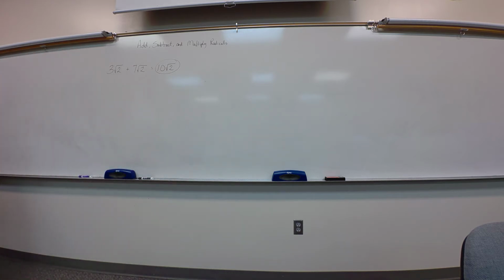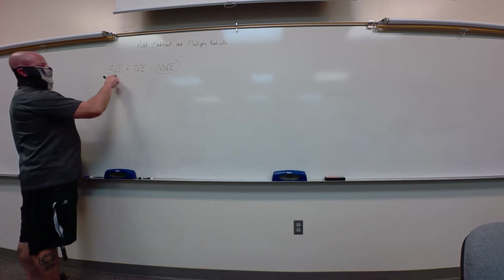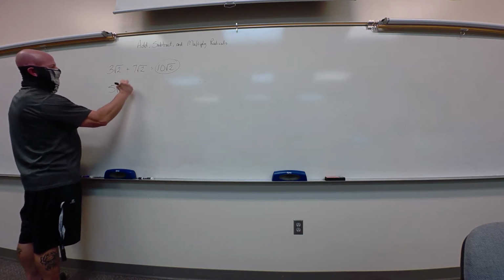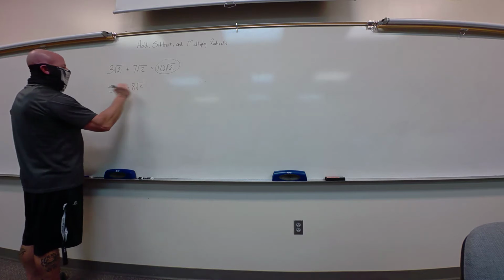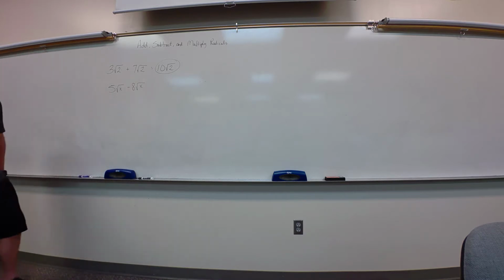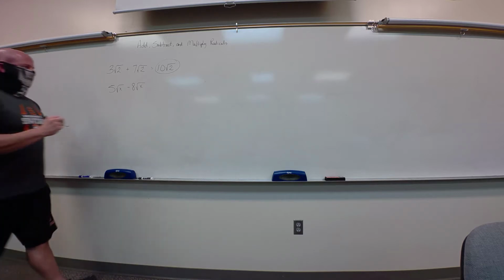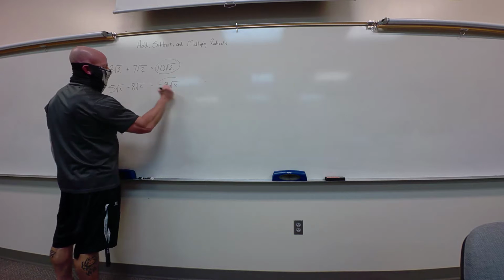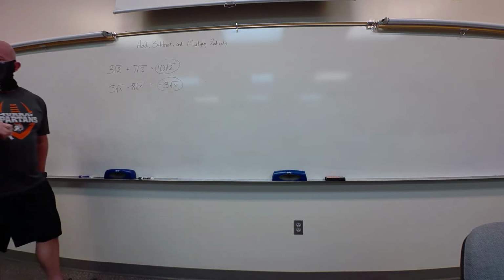So like terms I can add. Likewise, I can subtract, but I've got to make sure that I have them like. I don't even care what's in this radical. Let's say I had 5 root x minus 8 root x. What I care about is the radical's the same, and it is. Okay? So I've got a root x on both. 5 minus 8 is negative 3 root x.